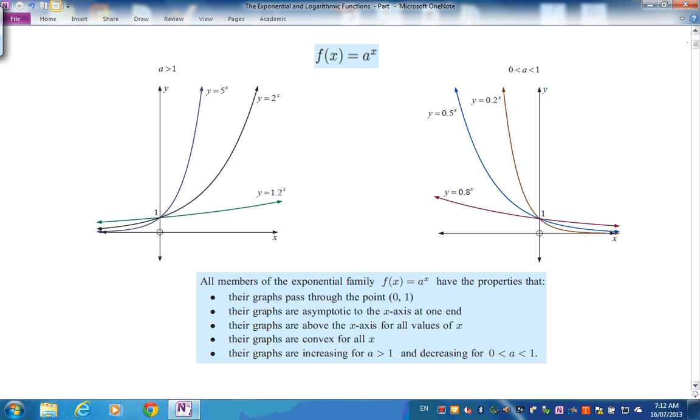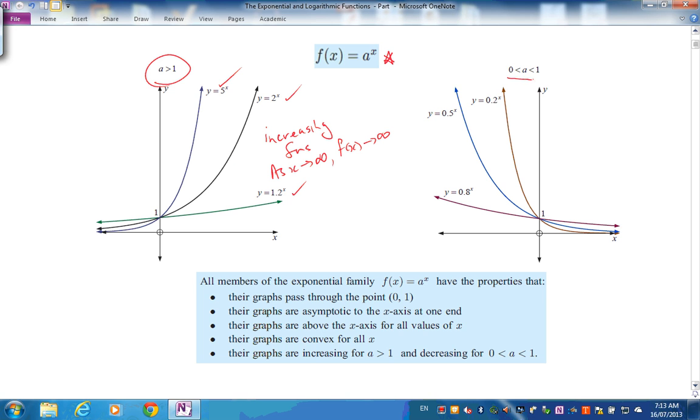Here we are. So exponential functions are of the form f of x equals a to the x. And there are two cases. A is greater than 1, so you could have something like 1.2 to the x, 2 to the x, 5 to the x. And as you increase x, you're increasing the power, and because the number's bigger than 1, it's going to get bigger. So all of them are increasing functions. Do you remember that? As x increases or tends to infinity, f of x increases, or in this case tends to infinity as well.